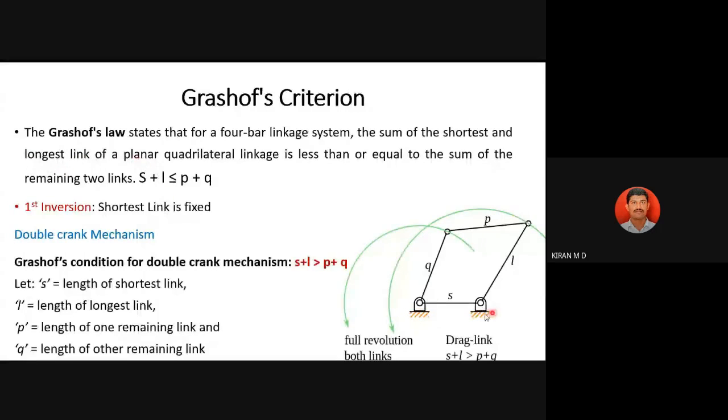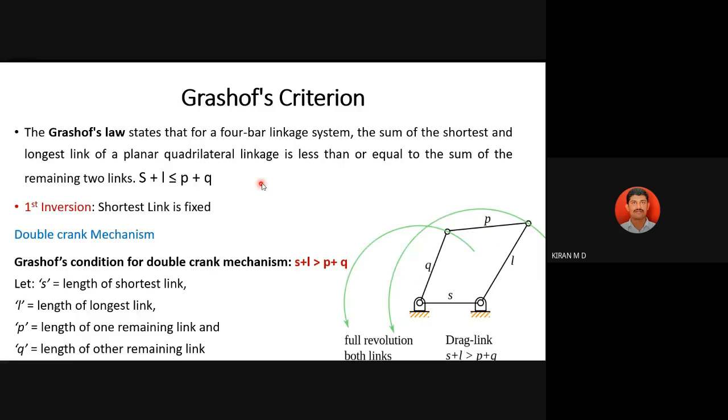You can see this mechanism. Here S is the shortest link and L is the longest link. P and Q are the remaining 2 links. The length of these 2 links is greater than or equal to the length of S and L. S plus L is less than or equal to P plus Q. That we are going to call as the Grashof law. Here we are going to make the inversion of 4-bar mechanism based on the Grashof law.